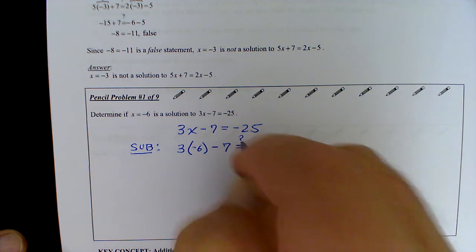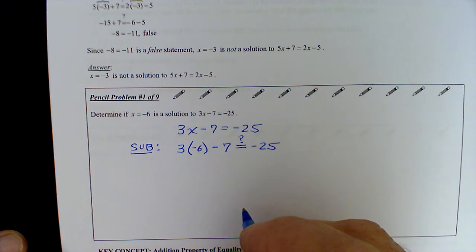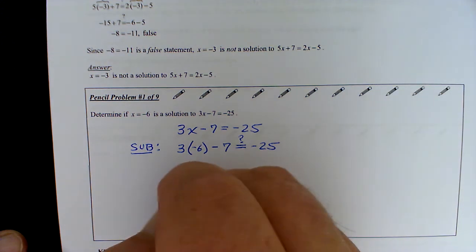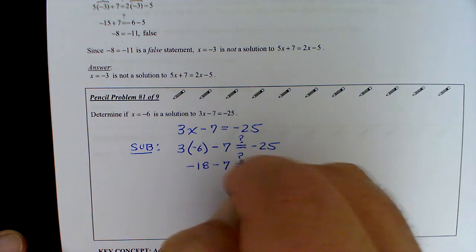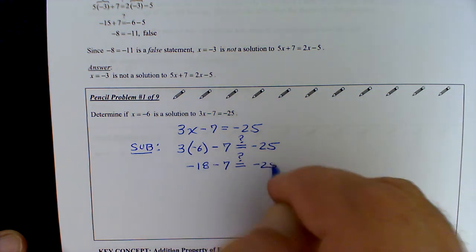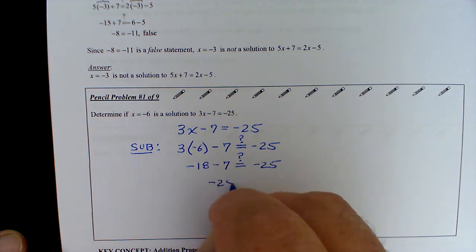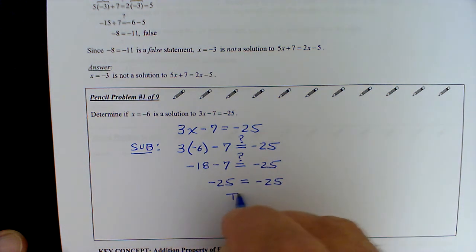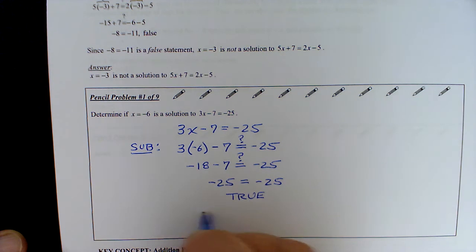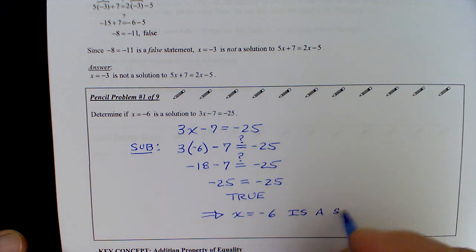Now I'm going to put a little question mark above the equals, because I don't know if that's true or not. But now we just do the arithmetic. So 3 times -6, -18, recopy, -7. Is that equal to, I don't know yet, a -25? And now if we combine a -18 and a -7, we get -25, and -25 equals -25. So therefore, that's a true statement, and then we could say that x equals -6 is a solution.